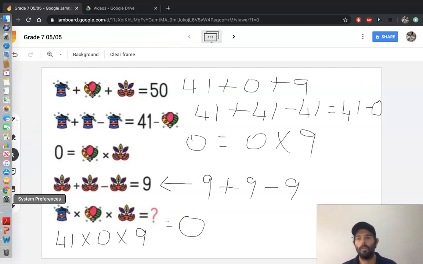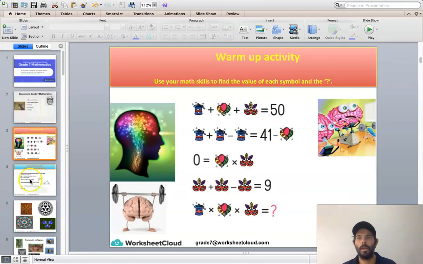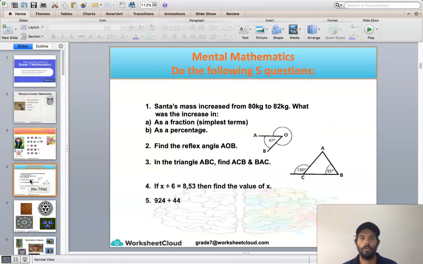So your mental arithmetic questions for today are those on the screen, a combination of some percentages, fractions, some angle work, and some decimal work, and long division. Take your time, work through them, there's no rush. Just press pause and then play when you're ready, and we'll work through them on the Google Jamboard.